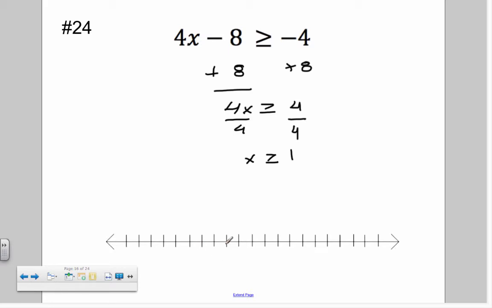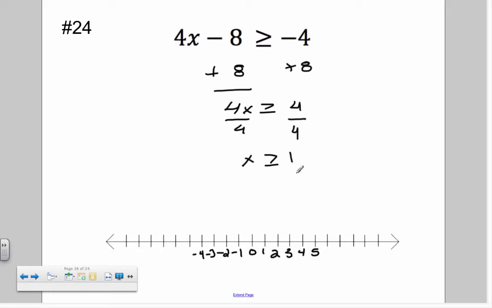So now what I can do is graph this. Here's my number line. It doesn't have any numbers on it yet, so let's go ahead and put some on there. I'm just going to start here and put 0 here, and then I'll have negative 1, and so on.